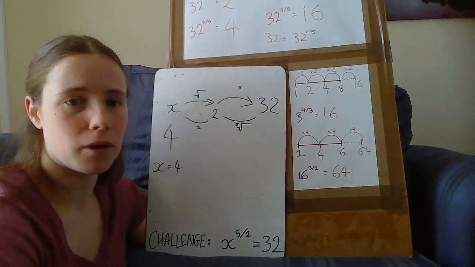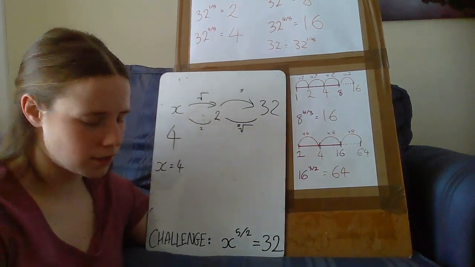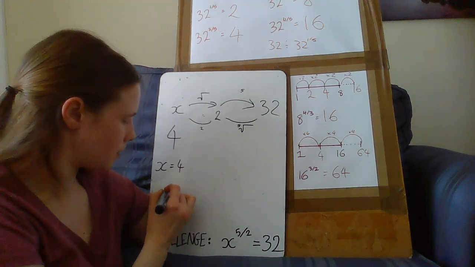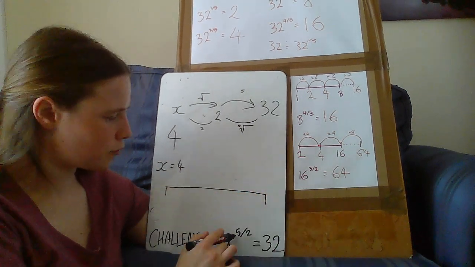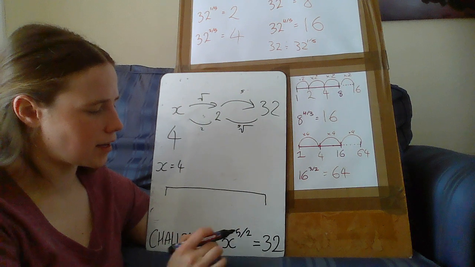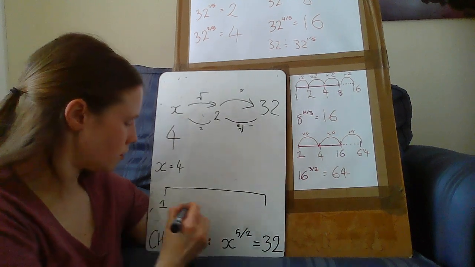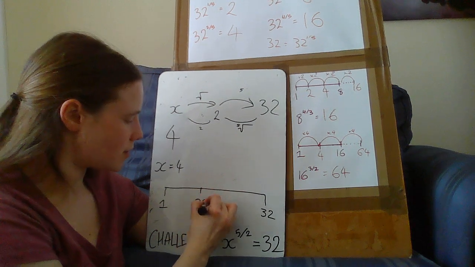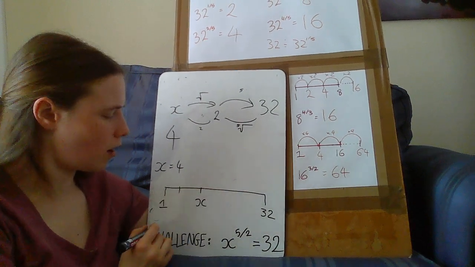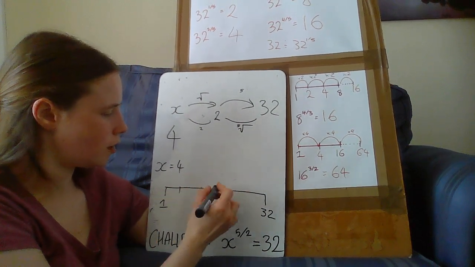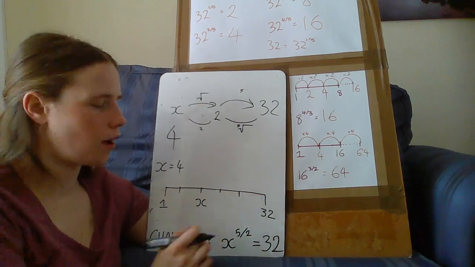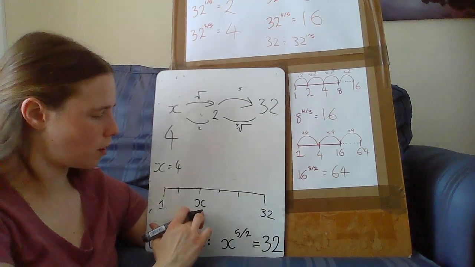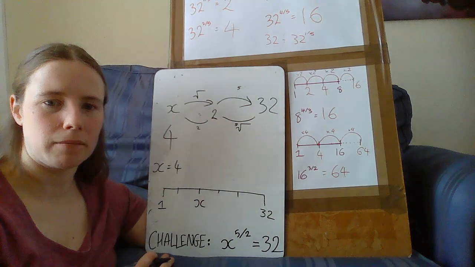Another way of doing it, if you are liking the visual method instead, we can do that as well. So 5 halves of x gets me 32. So from 1 to 32, what I would have had to do is, if I had x there, broken x into halves, and then I need 1, 2, 3, 4, 5 halves to go along.